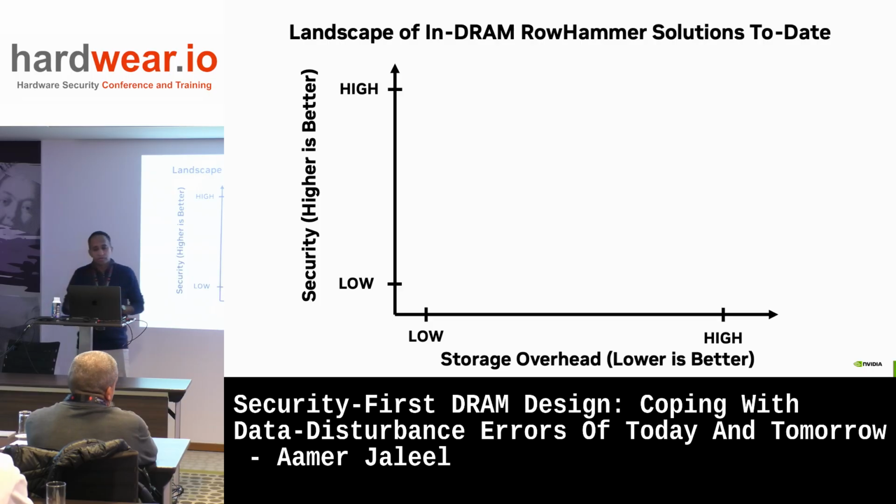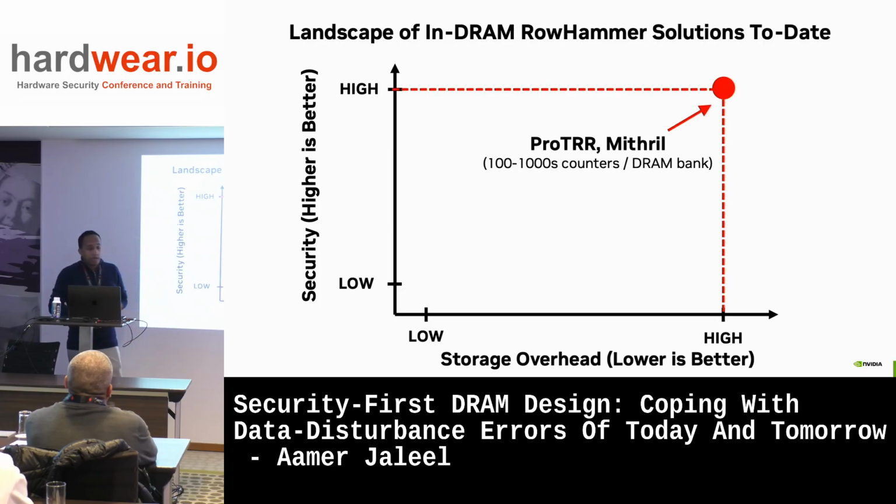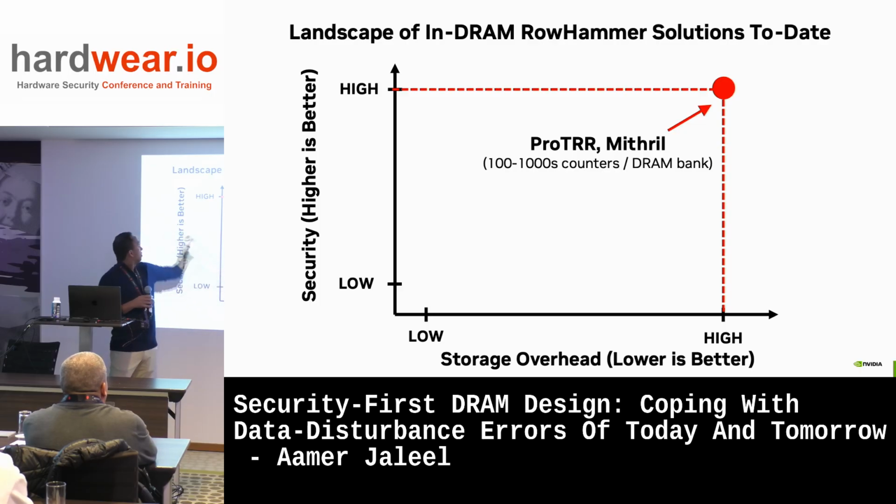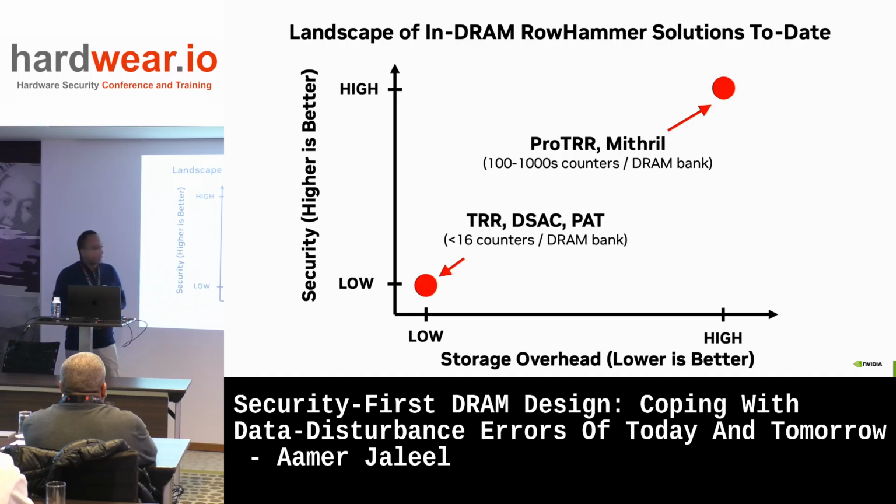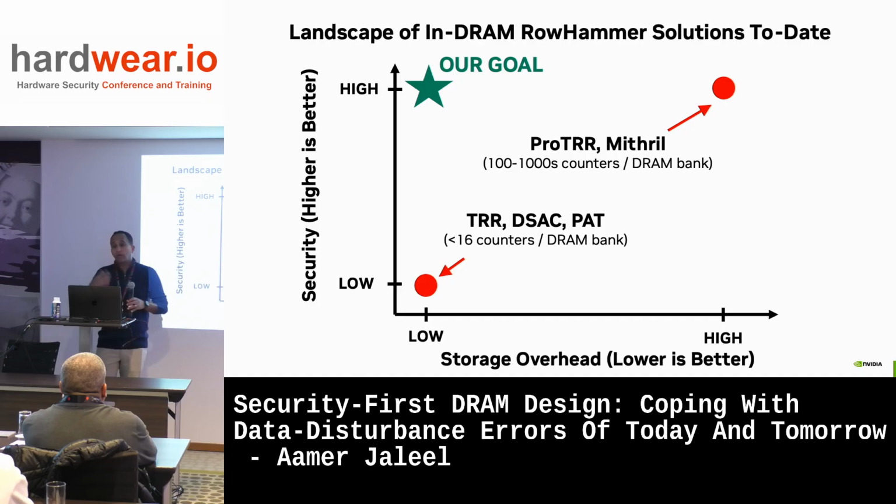Okay, so now that we understand how in-DRAM trackers work and how mitigation works, let's look at the landscape of in-DRAM RowHammer solutions to date, right? We've got high security solutions such as ProTRR and Mithril that are out there that require hundreds to thousands of counters, and so they have high storage. Then we have in-DRAM mechanisms that people have broken so far, which is TRR, something like DSAC and PAT. They require less than 16 counters per DRAM bank, but they have very low security. Our goal is basically to design a low storage in-DRAM tracker that has high security. So that's what we're going to try to do.